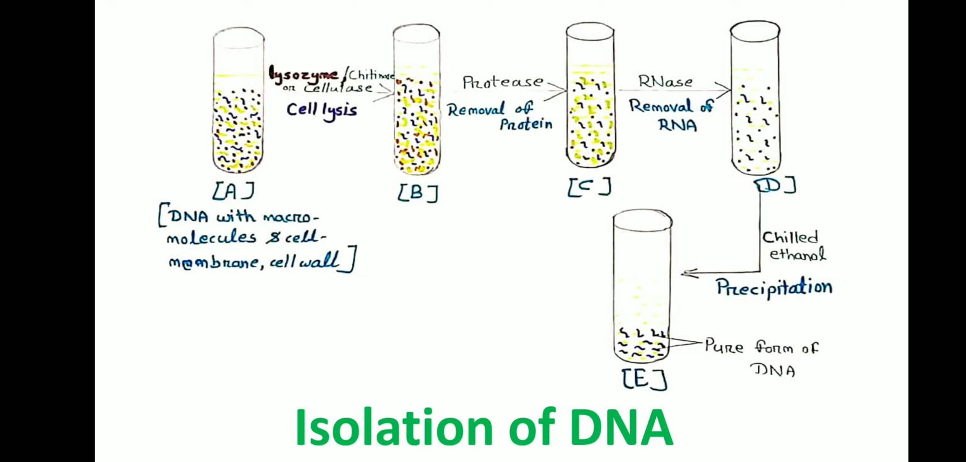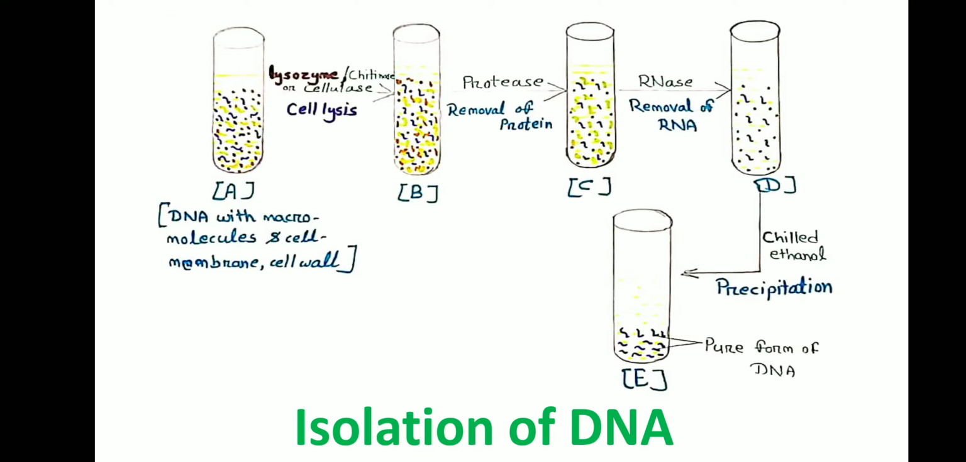First of all, we need to lyse the cell, degrade the cell wall, and remove the macromolecules which are present within the DNA. Various macromolecules are present within the DNA. First of all, we degrade the cell wall, then remove those macromolecules and obtain the DNA in pure form. Which enzymes help in cell lysis?